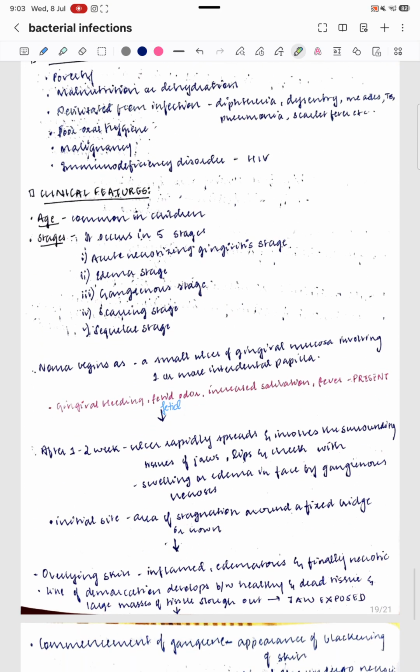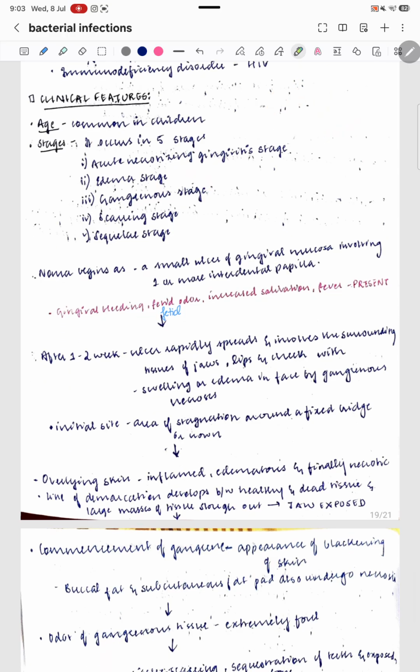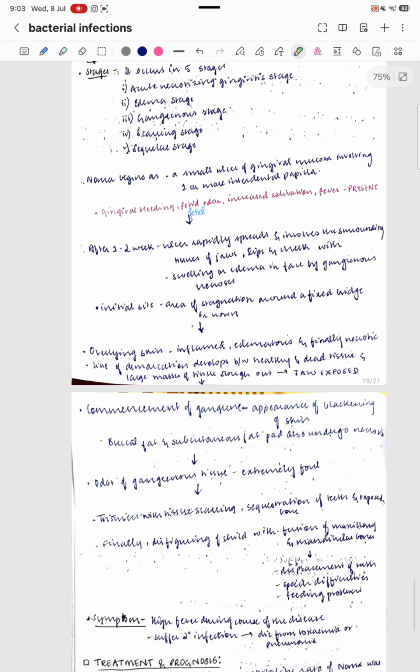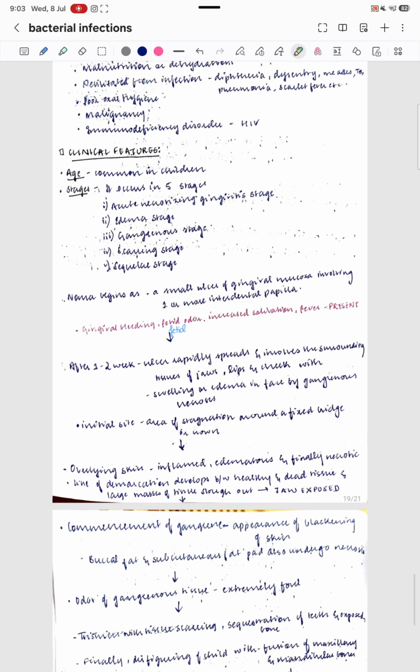Clinical features in noma: it is common in children. It occurs in 5 stages. First is acute necrotizing gingivitis, and then there is the edema stage, then the gangrenous stage, scarring, and the sequelae stage. Noma begins, and this is like a story of the pathogenesis. Usually the pathogenesis is not asked, or you can also listen to it like a story.